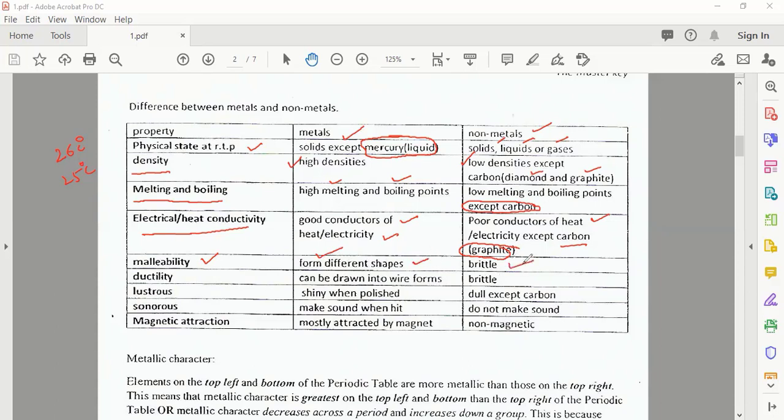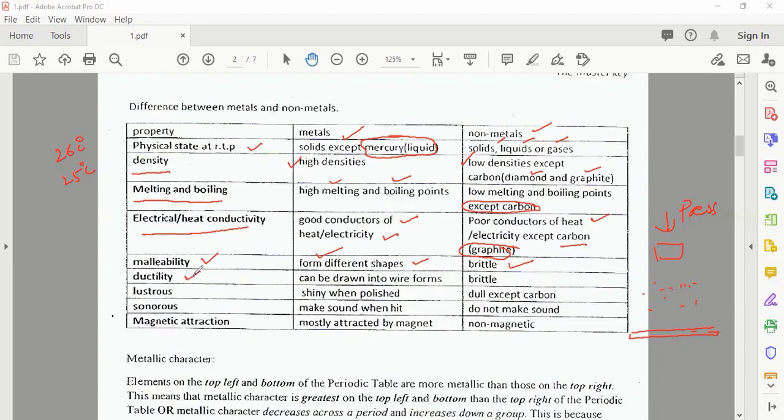Non-metals are brittle. Brittle means if you apply pressure, they break down into pieces. They will not become sheets. They will break down into small pieces. So it means brittle.